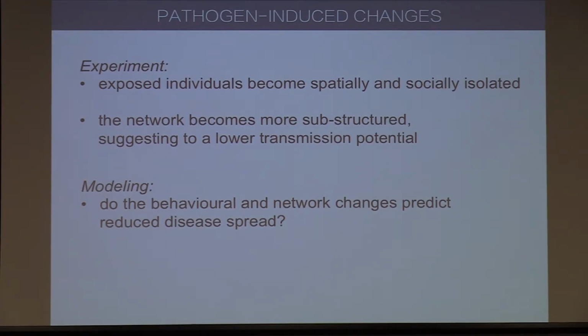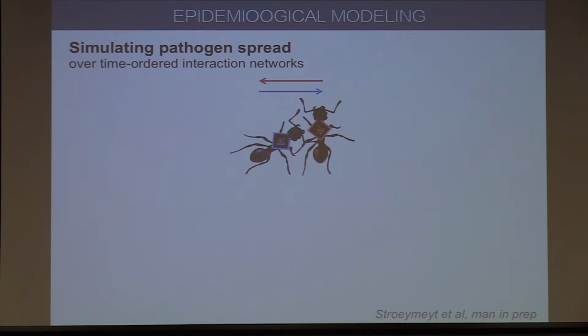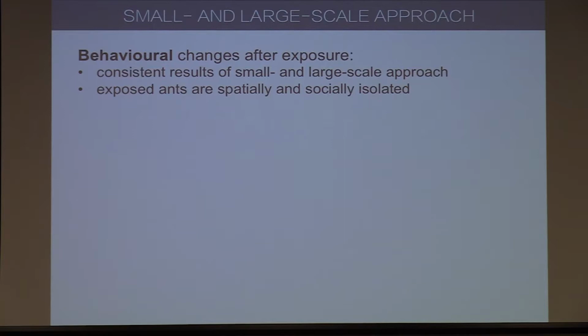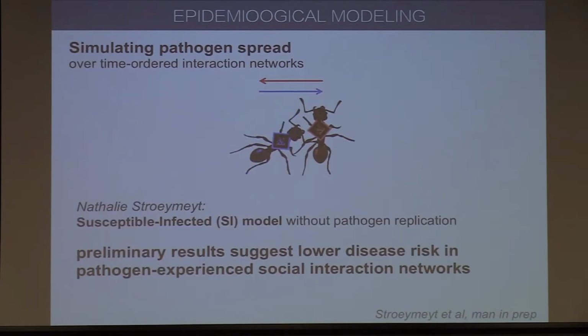And modeling has been performed, and I only give you one slide. But what she has been doing is that she simulated the pathogen spread over these time-ordered networks that she could obtain, and performed a susceptible-infected model without pathogen replication, and our preliminary data suggest a lower disease risk in the pathogen-experienced social interaction networks.